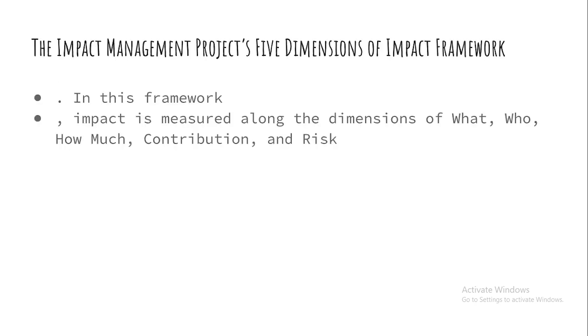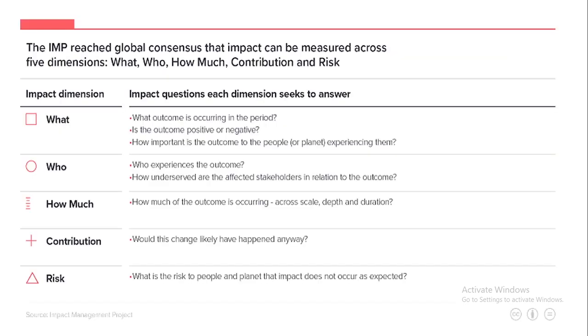So what is impact measurement? What are the 5 dimensions of impact measurement, or an impact framework? Impact is measured along the dimensions of what, who, how much, contribution, and risk. Those are the 5 dimensions: what, who, how much, what is the contribution, and the risk.